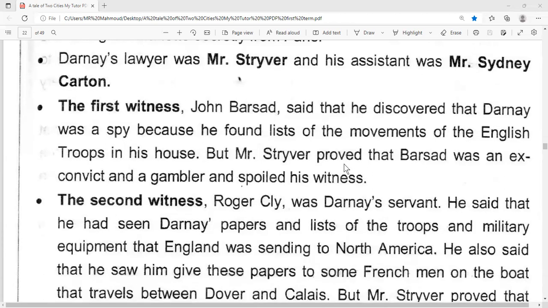The first witness, John Parsard, said that he discovered that Darnley was a spy because he found lists of the movements of the English troops in his house. But Mr. Stryver proved that Parsard was an ex-convict and a gambler, and spoiled his witness. The second witness, Roger Clive, was Darnley's servant.